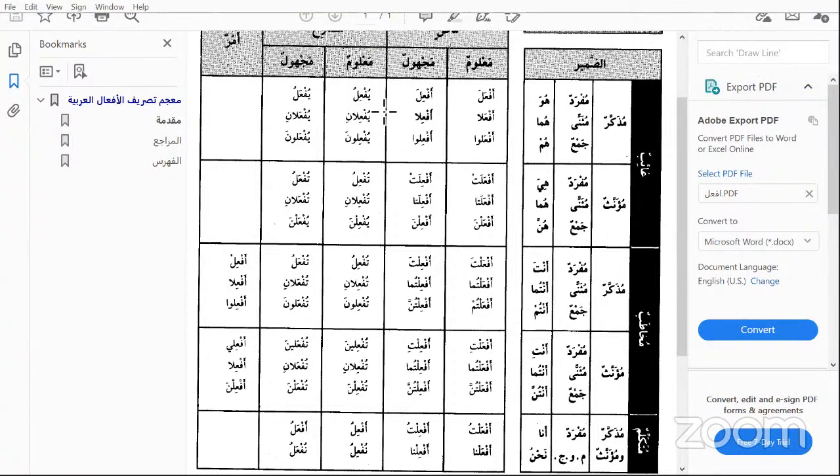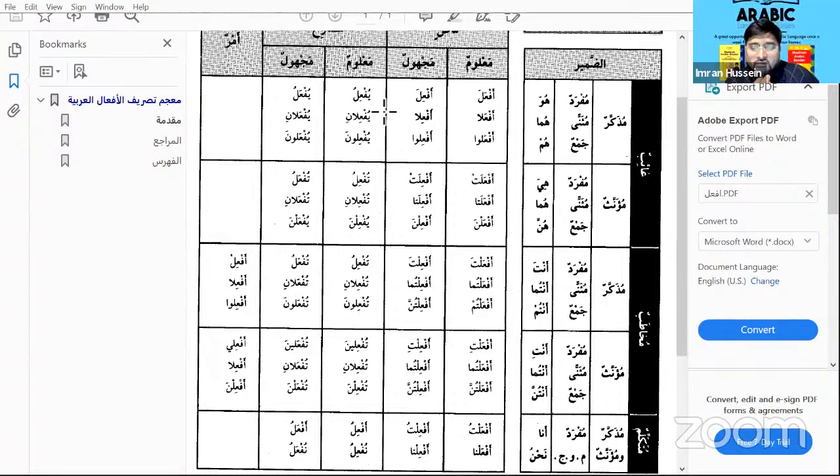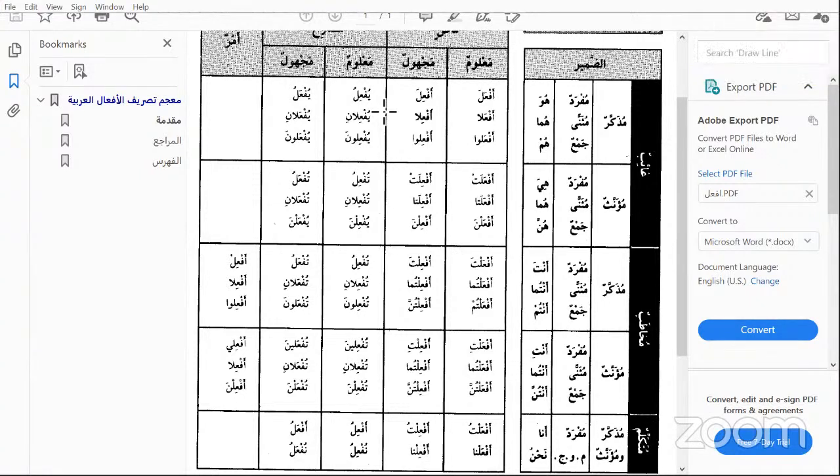Yuf'ilu, yuf'ilani, yuf'iluna, tuf'ilu, tuf'ilani, yuf'ilna, tuf'ilu, tuf'ilani, tuf'iluna, tuf'ilina, tuf'ilani, tuf'ilna, uf'ilu, nuf'ilu. Okay, conjugate yukrimu for me now. Yukrimu, yukrimani, yukrimuna, tukrimu, tukrimani, yukrimna, tukrimu, tukrimani, tukrimuna, tukrimina, tukrimani, tukrimna, ukrimu, and nukrimu. Excellent. I'm just going to change the slide for a second.